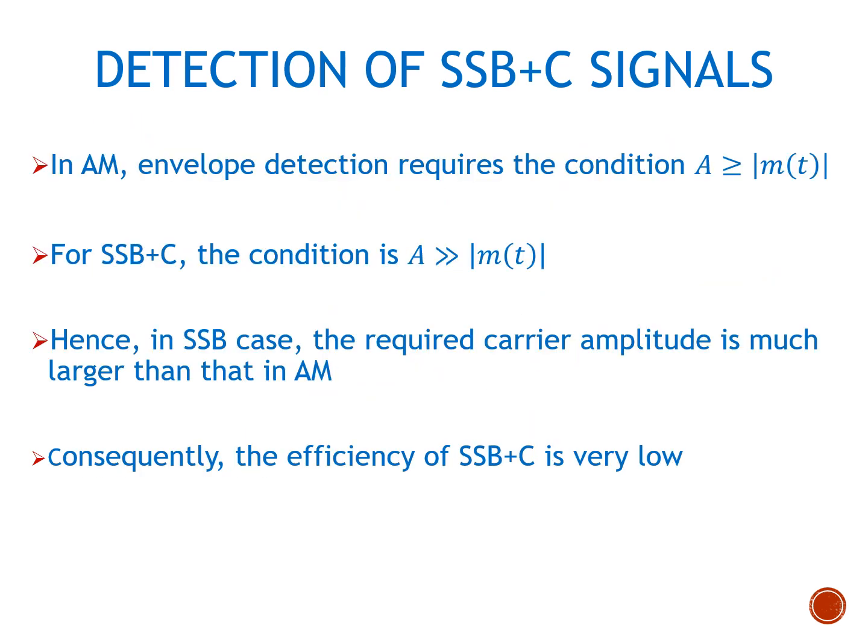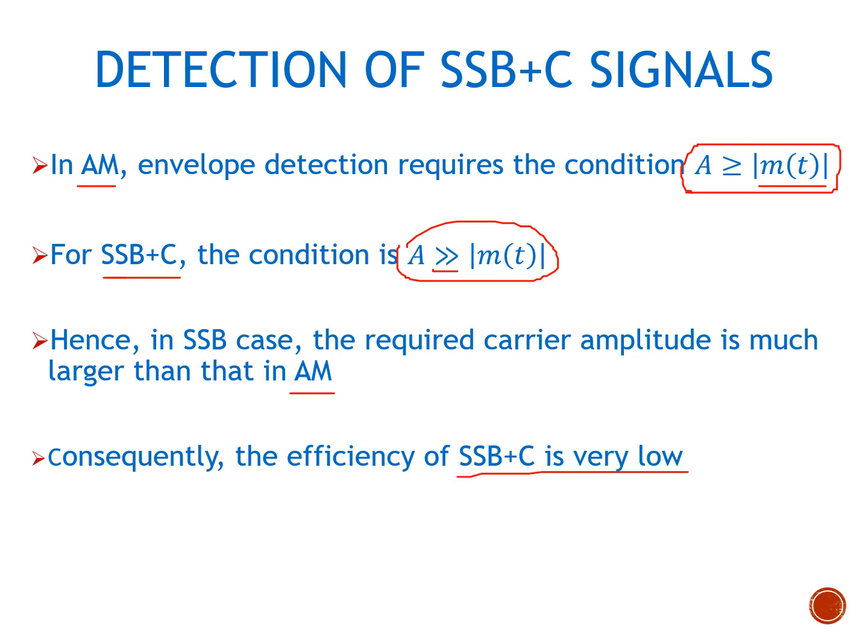So in AM, the envelope detection requires this condition. In the general full AM, where we have both the sidebands, if you remember, the condition for envelope detection was that A should be higher than or equal to the magnitude of MT. But for the SSB signal with carrier, the condition is that A should be much higher than the magnitude of MT. So in the SSB case, the required amplitude of the carrier is much larger compared to full AM, and that's why generally the efficiency of SSB is very low, because most of the power is transmitted in the carrier, which is then discarded anyway at the end, so the efficiency is quite low.